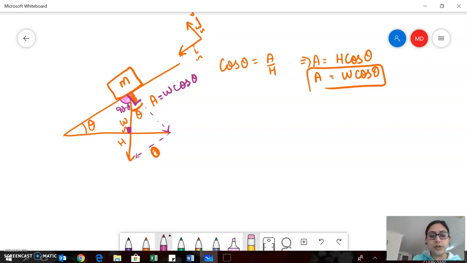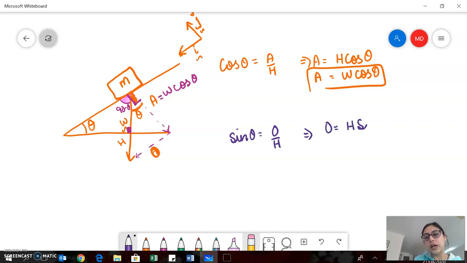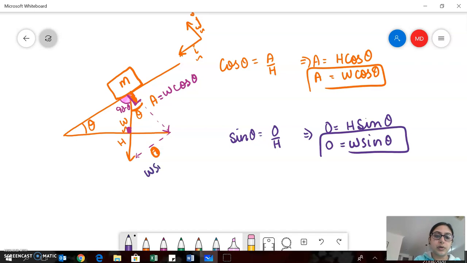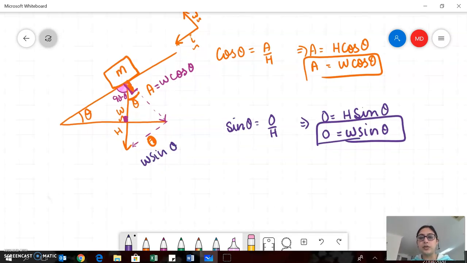Have a look at the opposite now. So sine theta equals opposite over hypotenuse. So opposite equals h sine theta. Hypotenuse is w, so the opposite component is equal to w sine theta. So I'm going to write w sine theta here. And you've resolved weight into two components.